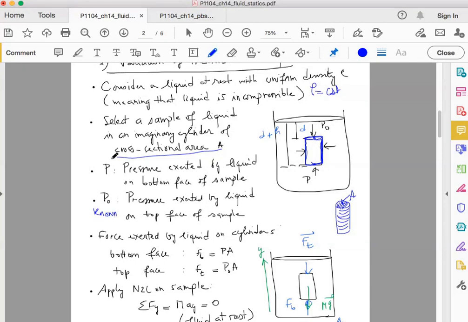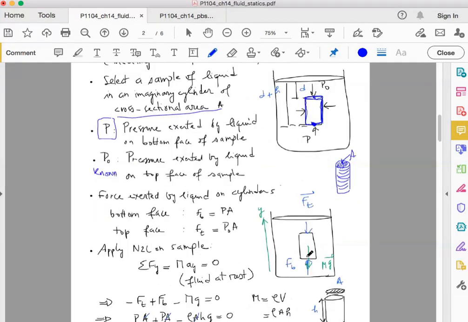But we want to determine P, the pressure of this fluid at the bottom face, from P0. So that's what we are going to do. Our goal is to find the relation between P and P0. Let's have a look at this cylinder. As we have discussed earlier, the fluid exerts a force on each side of this cylinder: from top, bottom, left, and right.